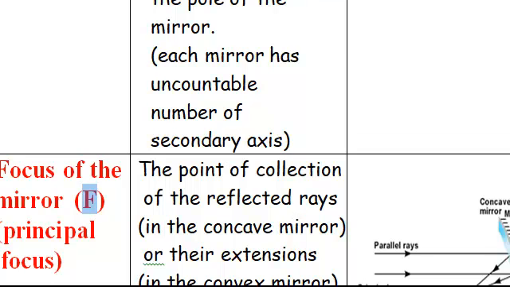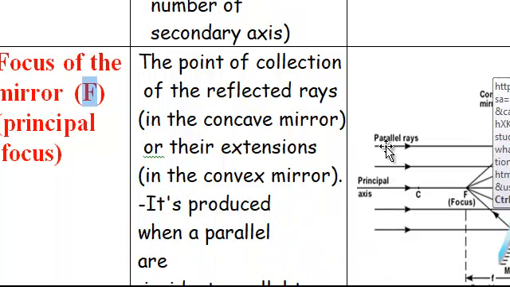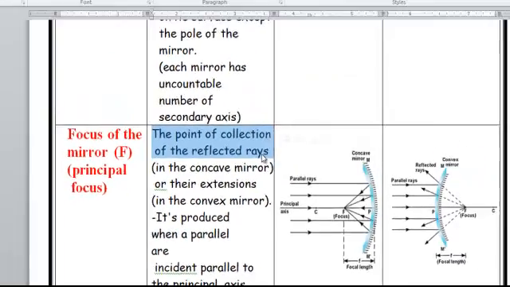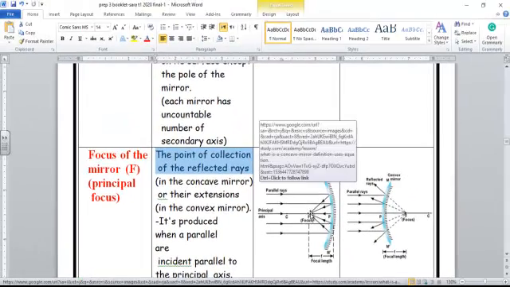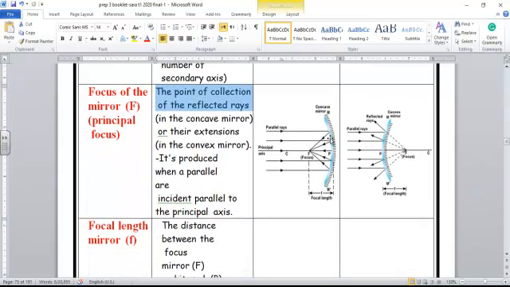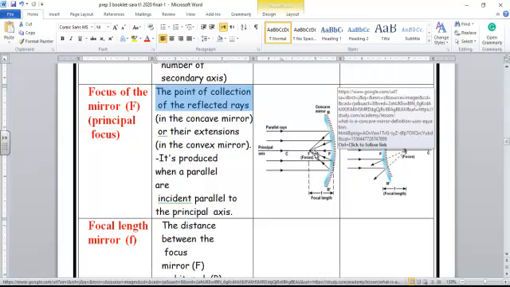As you can see here, many rays all fall on a mirror and reflect back. When they reflect back, they meet or collect together at one point. This point we call the focus. So the focus here is the point of collection of reflected light rays. It's only one point. Now the distance between this focus and the pole, we call the focal length. Focal length is the distance between the focus and the pole.